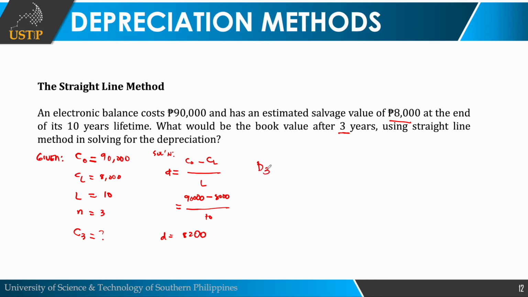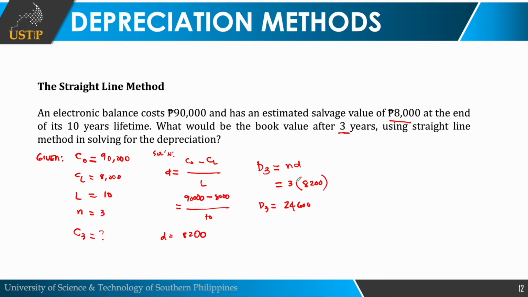the D sub 3 lang sa ano. Katong iyahang depreciation nga accumulated after 3 years. So, that is N times D raman. Okay? So, that is 3 times the annual depreciation. 8,200. Okay, we'll get 24,600.